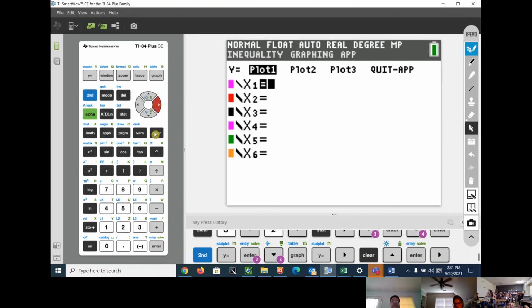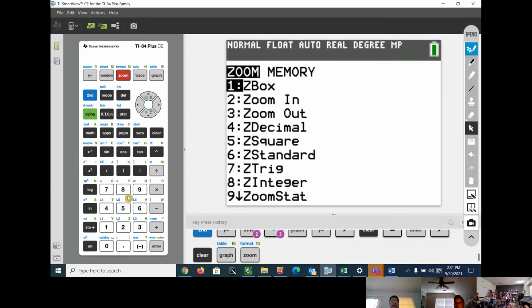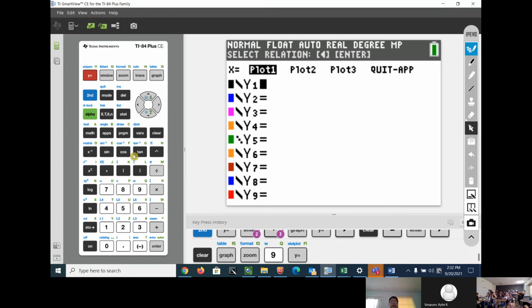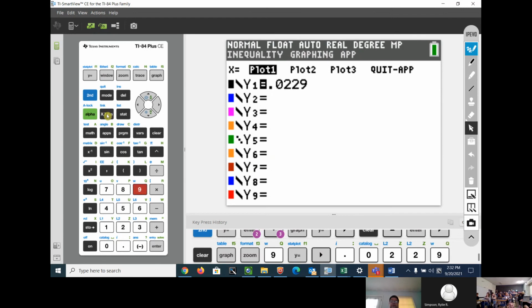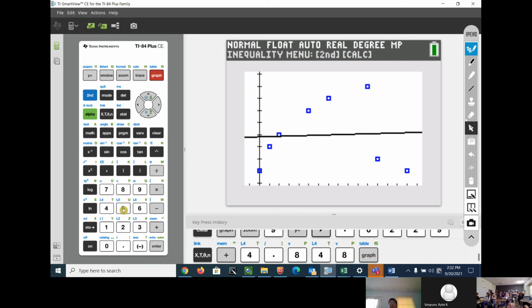And I hope y'all understand what's going on. Nobody's asking questions, so. And if you can't see the graph, you hit zoom and 9. And now you put in your Y is equal to, and type in your regression line, 0.0229x plus 4.848. And that is your line of regression.